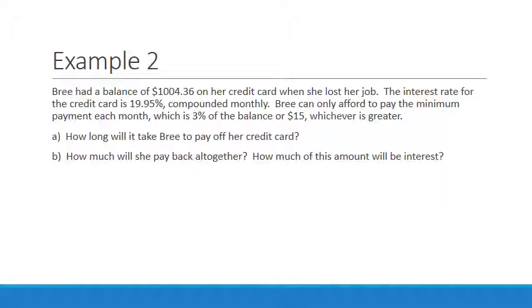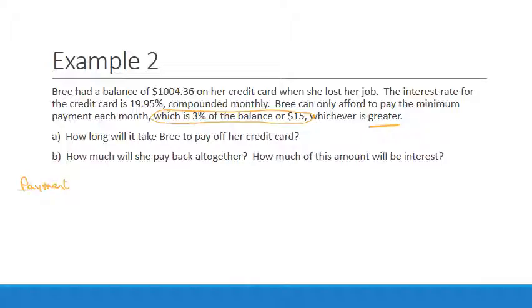Okay, so to pay off her credit card, we know that that's going to be monthly payments, but what they mention here, without being very specific, is what is this monthly payment? So you can see here that the monthly payment is 3% of the balance or $15. So the first thing we have to actually check out is which one will it be? Will it be the 3% or the 15? It's always whichever is greater. So they always want the larger amount. So let's do that real quick.